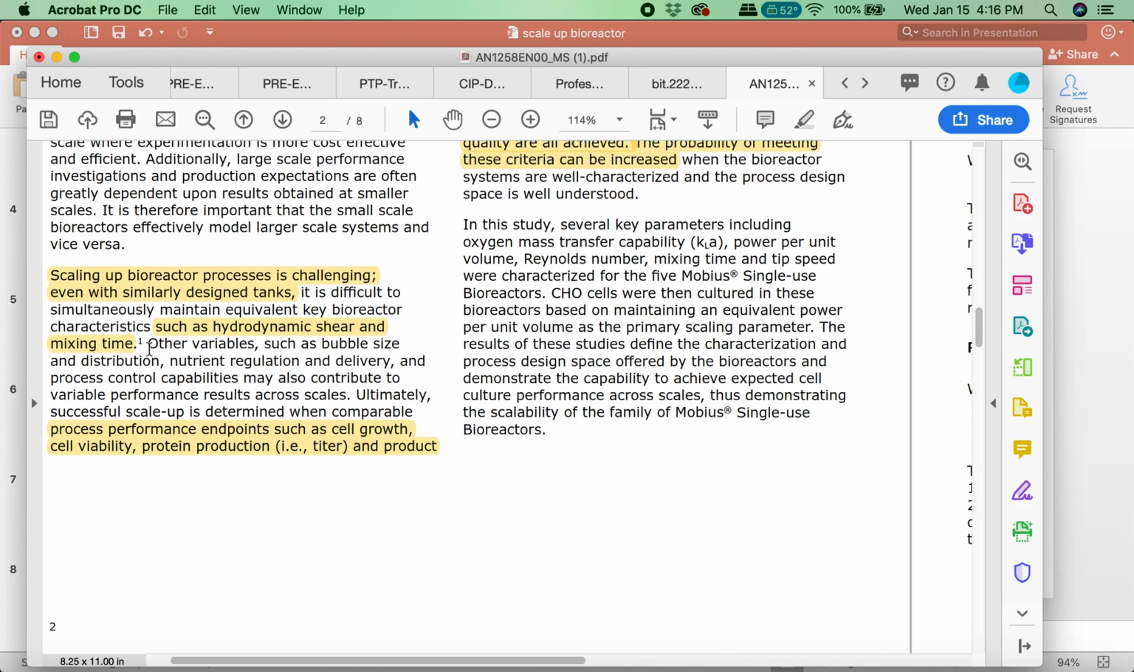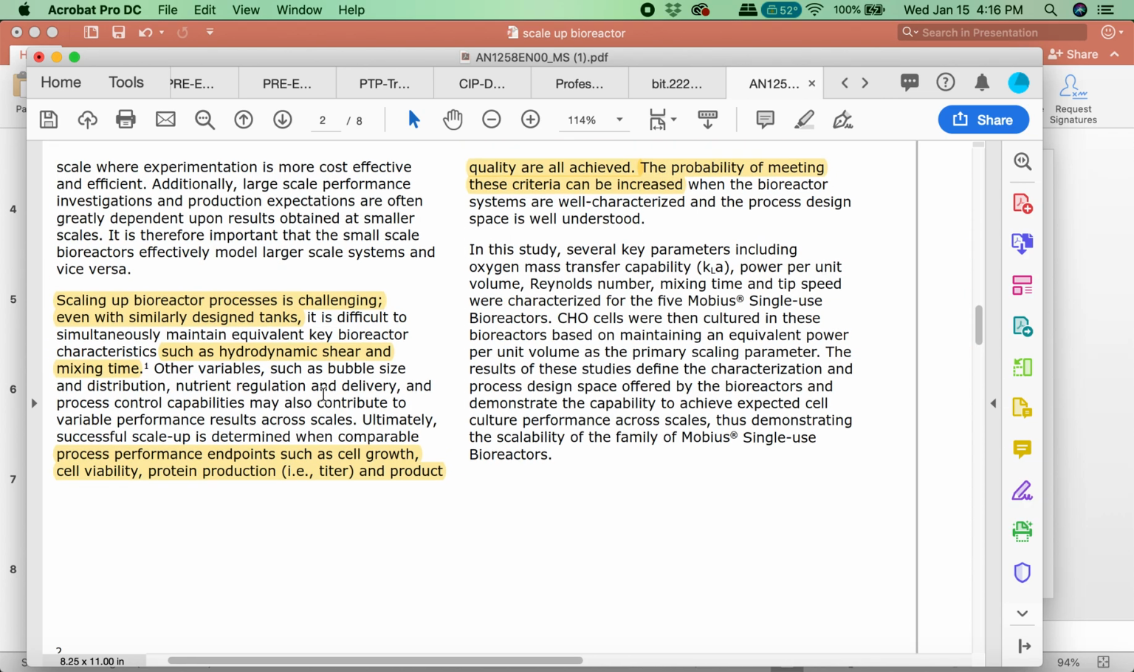And then scaling up a bioreactor process is challenging even with similarly designed tanks. It is difficult to simultaneously maintain equivalent key bioreactor characteristics such as hydrodynamic shear and mixing time. Other variables such as bubble size and distribution, nutrient regulation and delivery, and process control capabilities may also contribute to variable performance results across scale.